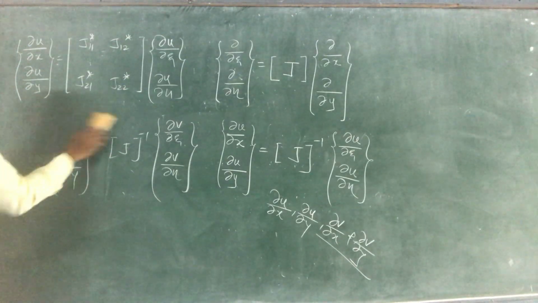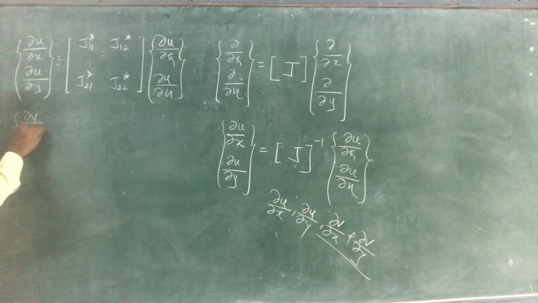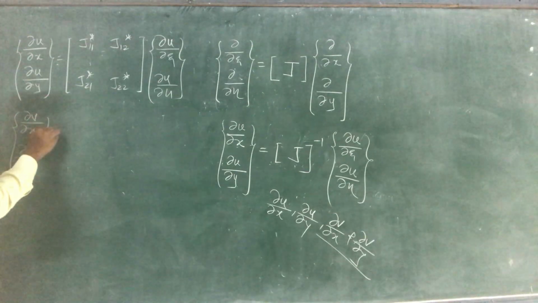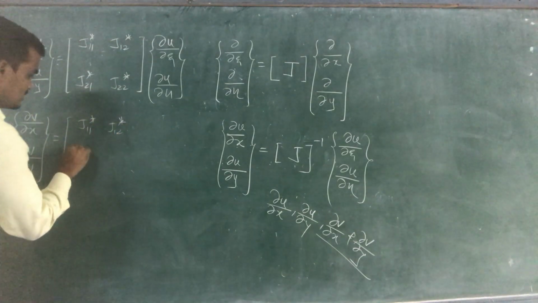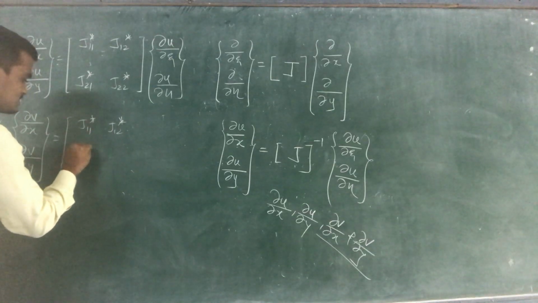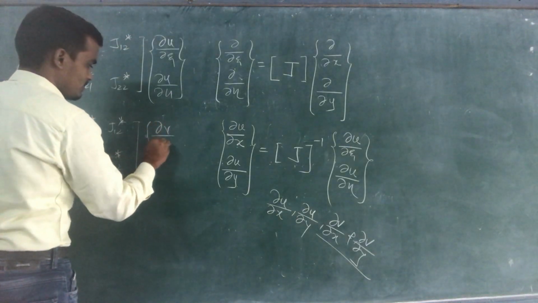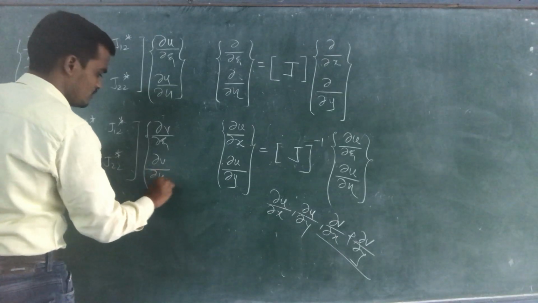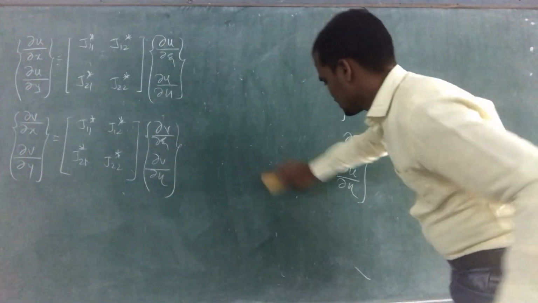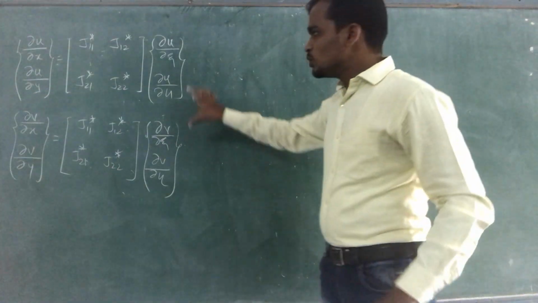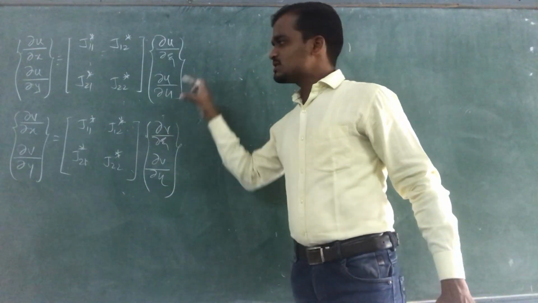Similarly, we can write ∂v/∂x and ∂v/∂y. So simply ∂v/∂x, ∂v/∂y is equal to what? J11 star, J12 star, J21 star, J22 star, into ∂v/∂ζ, ∂v/∂η. Okay, so here we have written these two equations in simplified form. We can combine these two equations into one equation, or in one matrix form only. So how to combine these two equations in one matrix form?